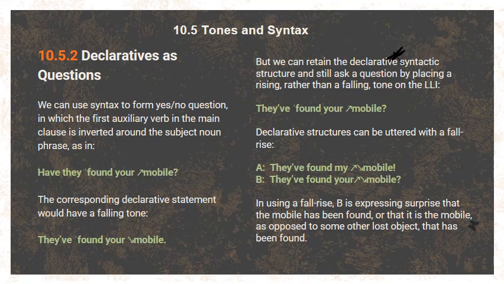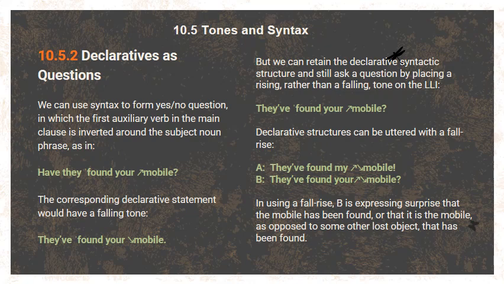Declaratives ask questions. We can use syntax to form yes or no questions, in which the first auxiliary verb in the main clause is inverted around the subject noun phrase, as in, have they found your mobile? The corresponding declarative statement would have a falling tone, like, they found your mobile. But we can retain the declarative syntactic structure and still ask the question by placing a rising, rather than a falling, tone on the IP, like, they found your mobile?